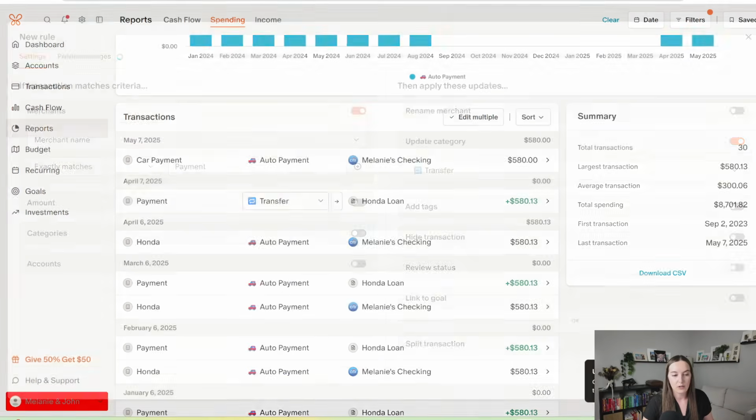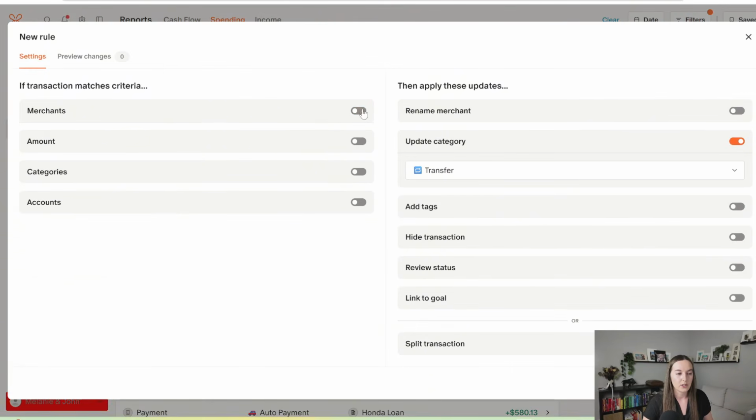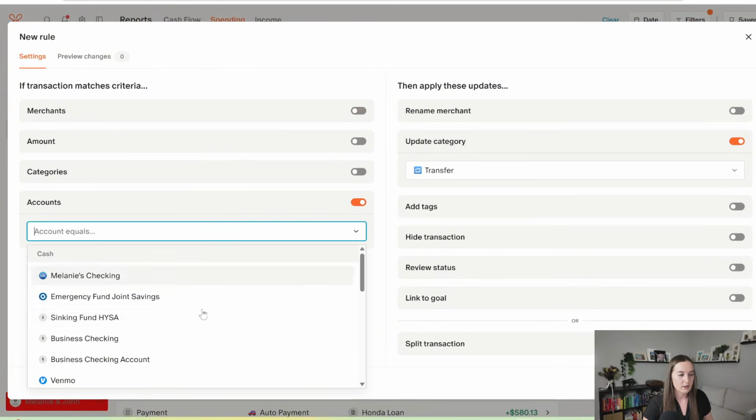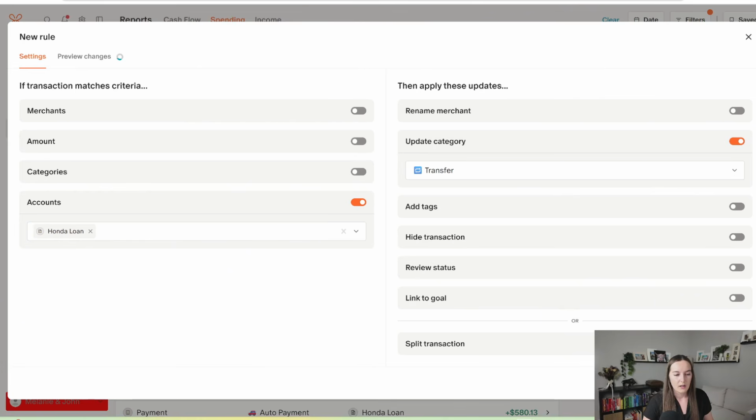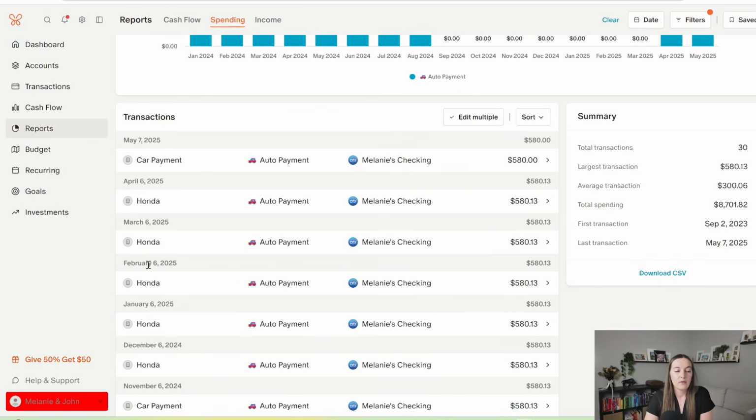You'd set the same rule. You'd base it instead of off of the merchant, we're going to turn merchant off, and this is your transfer, and we're going to go ahead and attach the Honda loan instead. Now, you can use goals to remove it from budget, but the problem is it also still will cancel out in reports, so you really just have to mark it as transfers. You just have to kind of get rid of it.